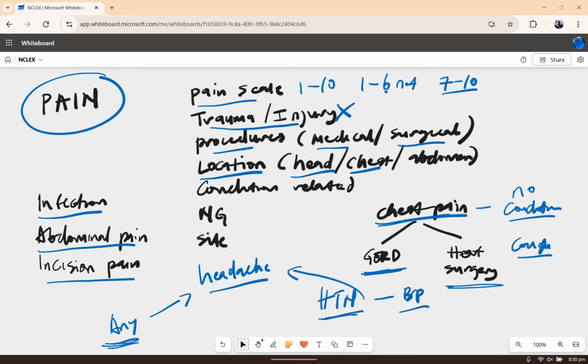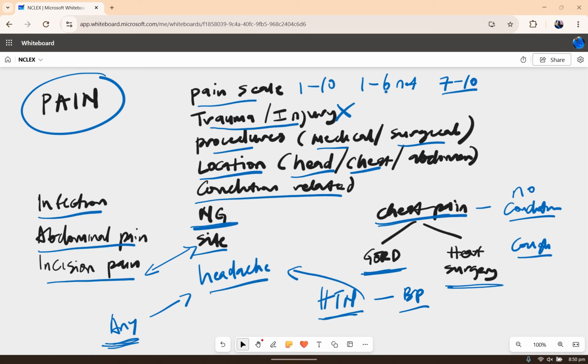Now, a patient that is having pain after insertion of an NG tube, this kind of pain is a priority. A patient that is having pain at a particular site, like a surgical site, I already talked about it, is not a priority.